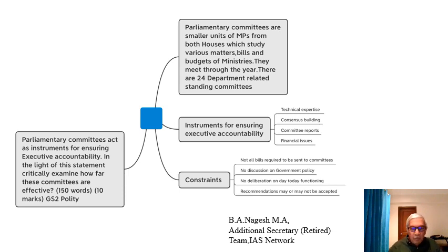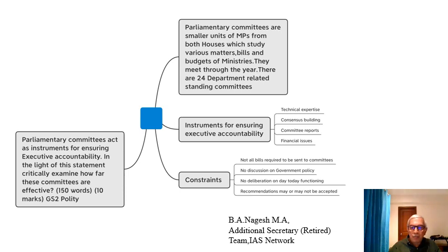So the question: parliamentary committees act as instruments for ensuring executive accountability. In the light of the statement, critically examine how far these committees are effective. So the very simple question: how does Parliament control the executive? By executive I mean the Prime Minister, the Council of Ministers. How are they controlled by the Parliament?